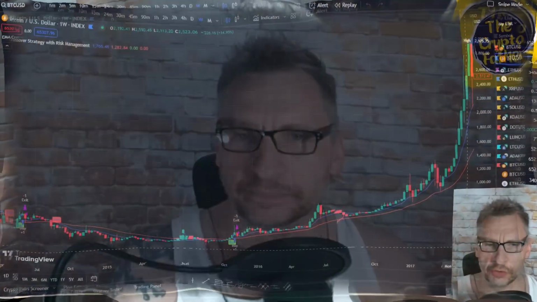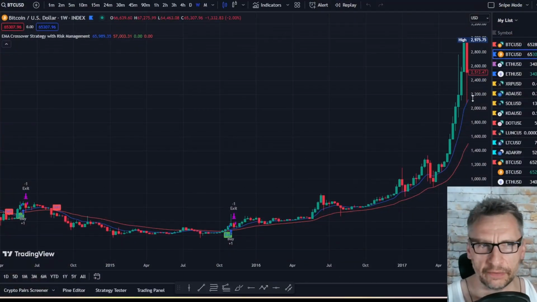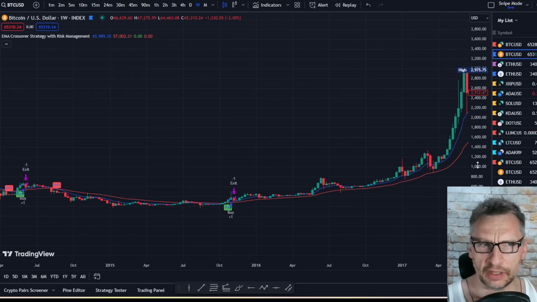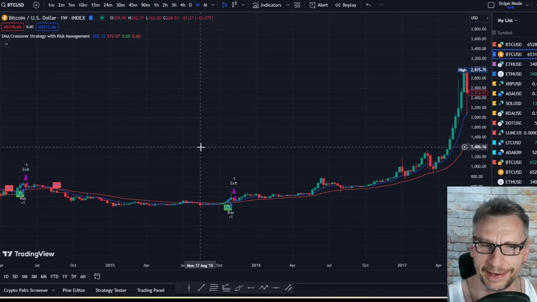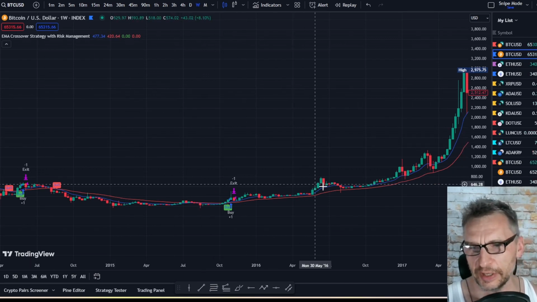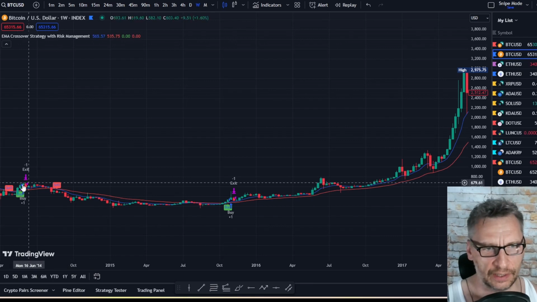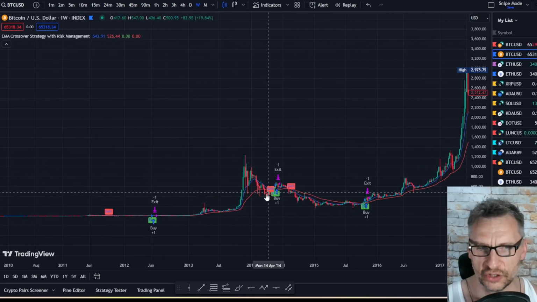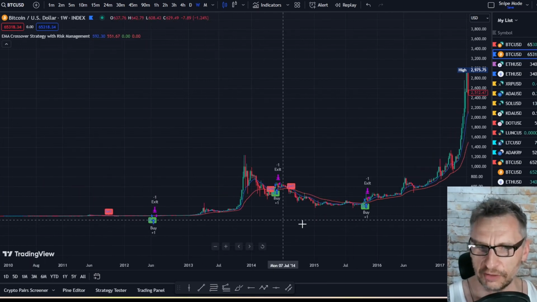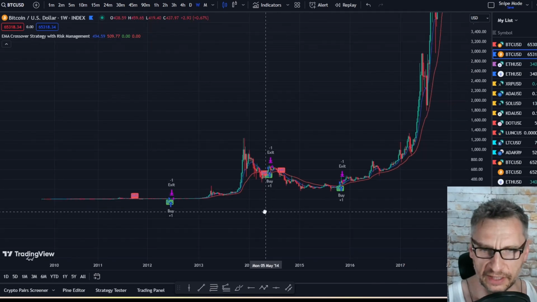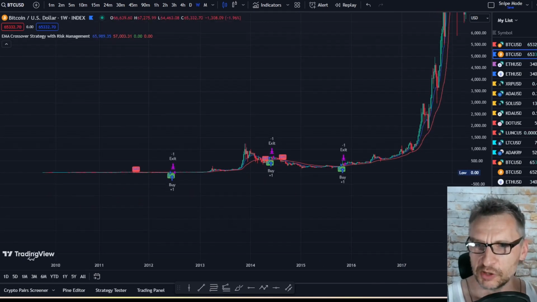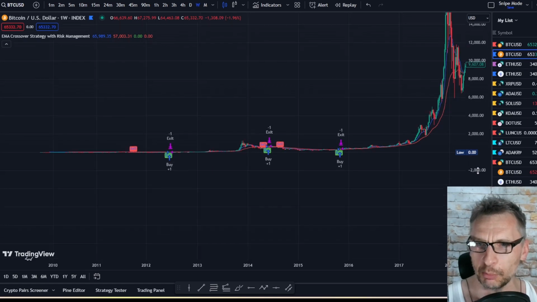Let's get going. So here I am in TradingView, and I already have a script enabled here. It's called EMA crossover strategy with risk management. So this is a prompt that I entered into Chat GPT, and it spit out this trading strategy here. And again, this is not foolproof by any means. The stuff that I'm going to show you today, please don't take it as 100% reliable trading advice.